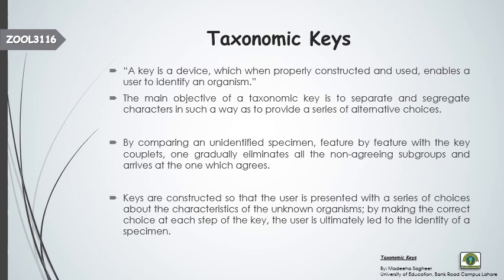Then keys are constructed so that the user is presented with a series of choices about the characteristics. We have a series of choices. We just have to say yes or no. If this character is present in our specimen, yes, then we have to go to the next step. If this character is not present, no, then we have to move on to another step. So this is what we have in the keys, and finally, after yes, no, and segregating the characters, we reach our identification of what kind of specimen we have.